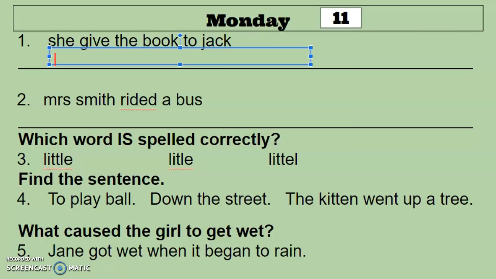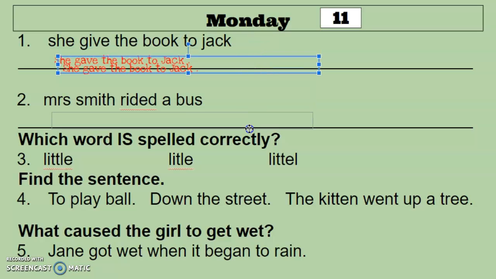So here the sentence says, she gave the book to Jack. So the she needs to have a capital letter. Give is not correct. That should say gave the book to. Jack is a name, so it needs to be capitalized. And a period.